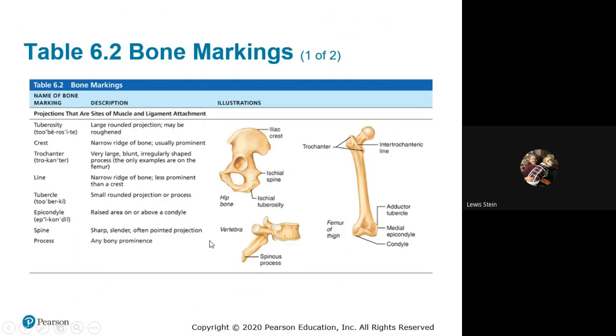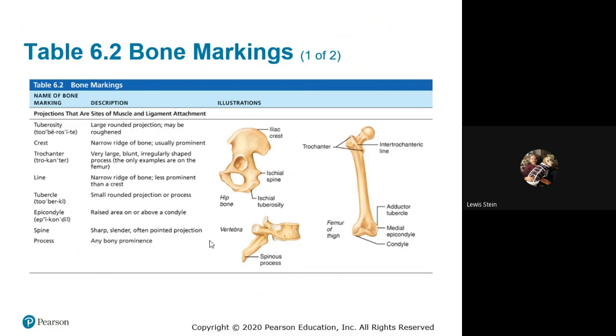So this is just sort of a laundry list, and I'll try to show you some examples. They all have different names, and the names are kind of interesting. You have different names for different areas of bone. So for instance, bigger projections over things attached.